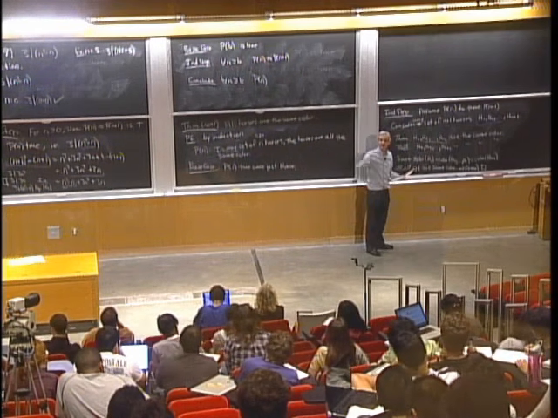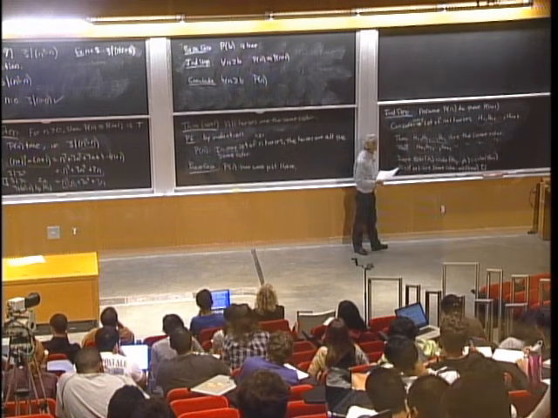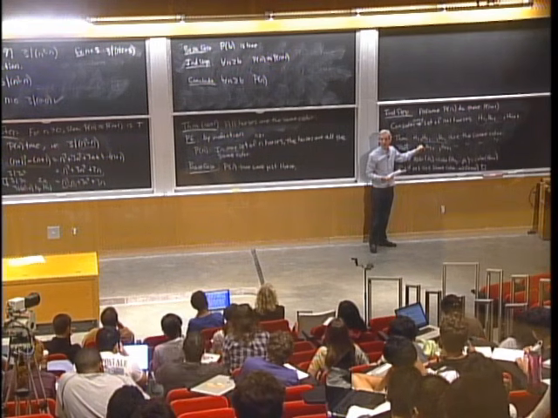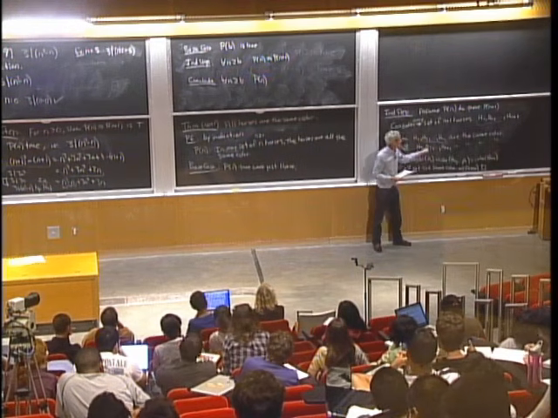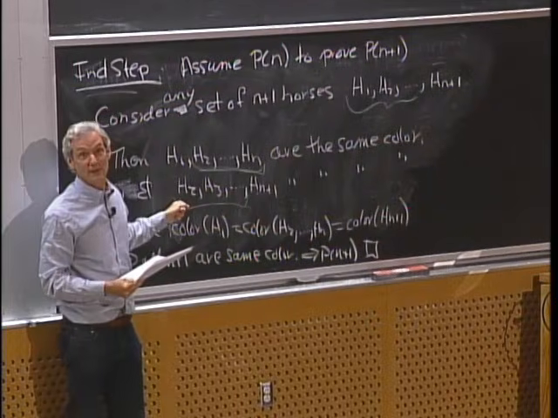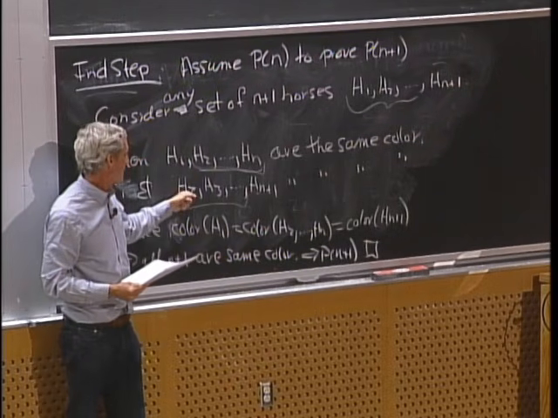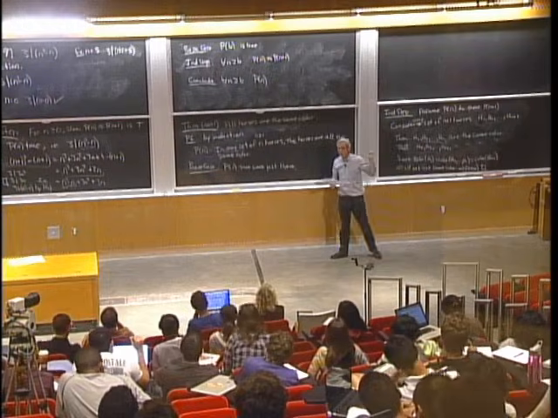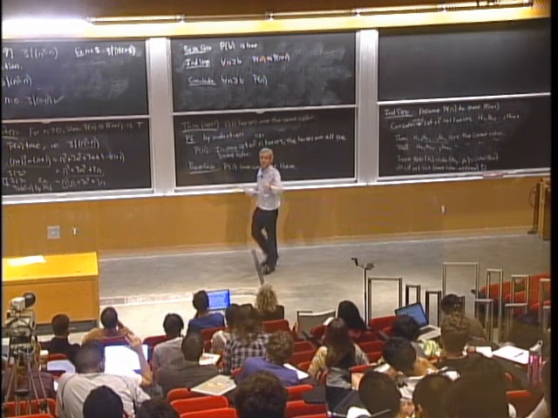So you pick any set you want, call them h1 through hn plus 1. Well, then the first n are a set of n horses, so I can apply Pn. Therefore, they have the same color. The last n horses in the set are a set of n horses, so I can apply Pn. So these guys all have the same color, and I'm on my merry way here. So you're right, I had to do a little bit more work, but I can do that work, and I still get a proof. Yeah?